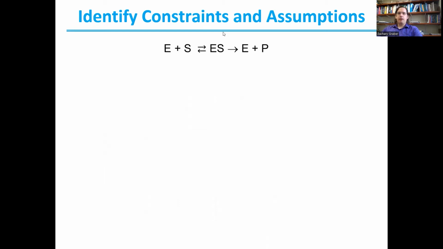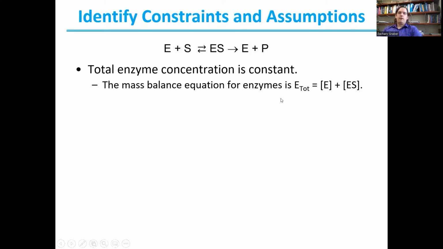Now that we have our basic model, we can identify the key constraints and assumptions that we're going to need to use in order to quantitatively describe this. So, first off, we're going to assume that the total enzyme concentration is constant. So this is a pretty easy assumption, right? Enzymes, like all catalysts, aren't consumed by the reaction, so we won't be losing our enzyme over time. So our total enzyme concentration will always be equal to the free enzyme plus the enzyme substrate complex concentration.